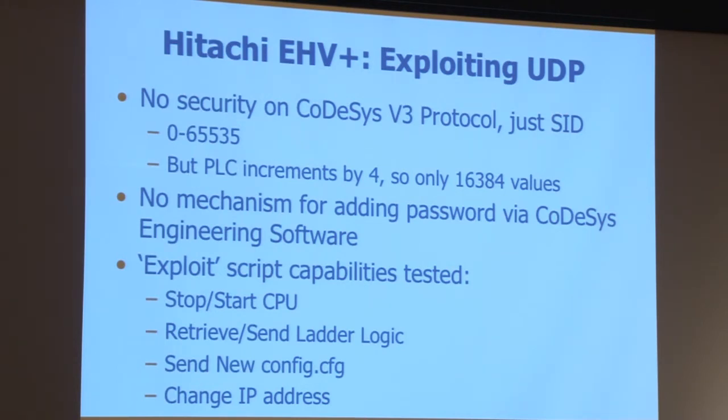So we wrote an exploit script to test some of the malicious features that an attacker might do against this controller. We can stop and start process control with it, start and stop the CPU. We can retrieve and send new ladder logic to this PLC. We can upload a new configuration file to the controller. And we can also do some other administrative functions, like we can change the controller's IP address.